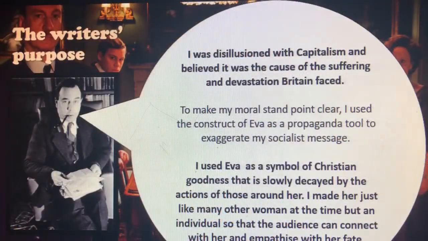The writer's purpose. Priestley was disillusioned with capitalism and believed it was the cause of suffering and devastation that Britain faced. To make his moral standpoint clear, he used the construct of Eva as a propaganda tool to exaggerate his socialist message. He uses Eva as a symbol of Christian goodness that is slowly decayed by the actions of those around her. He made her just like any other woman at the time, but also an individual so that the audience can connect with her and empathise with her fate.